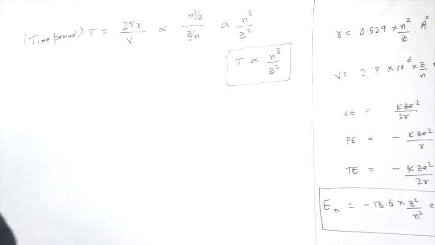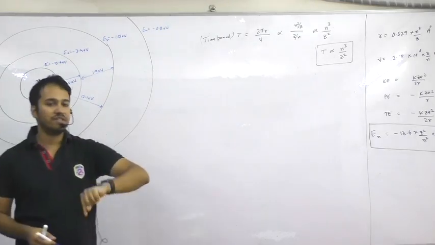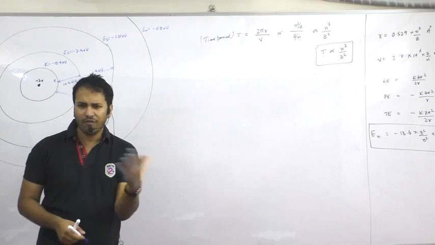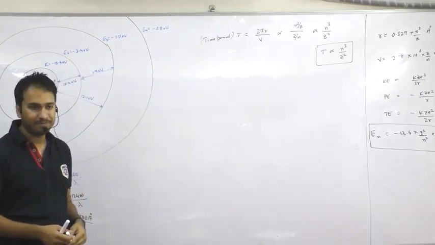You can use this result for many numericals. Many numericals you can solve with this shortcut. You could get a numerical that this is one electron in this atom, this is another electron in this atom. Calculate the ratio of their time periods. So you don't have to do the complete calculation. You can simply use this relationship.